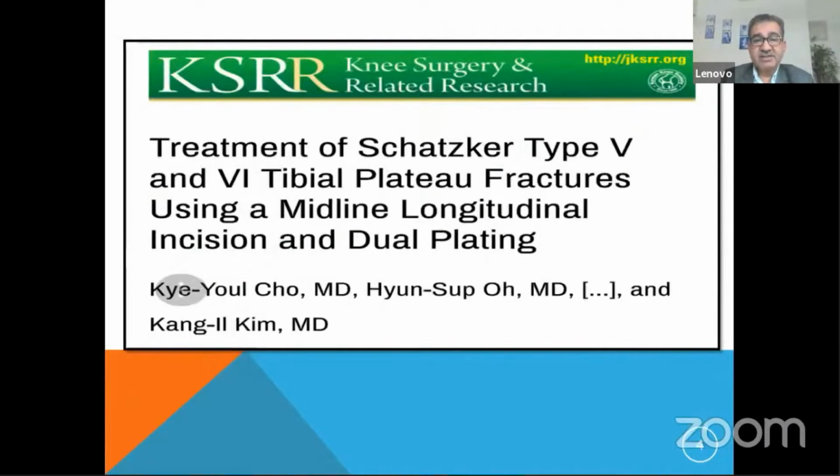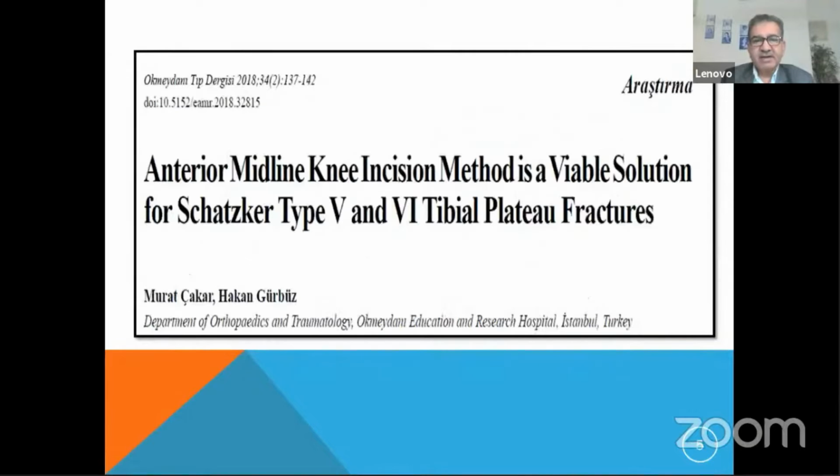There are very good articles and a few papers from South Korea. They have described this as a viable treatment for Schatzker type 5 and 6 tibial plateau fractures. And another from Europe, where they used an extensile anterior approach for central depression, ACL avulsion, and tibial spine fractures. Along with the proximal tibia fractures, they have also done an open reduction through this approach.